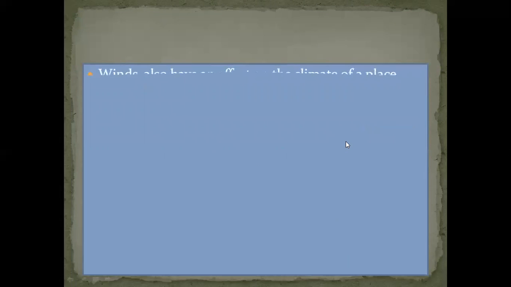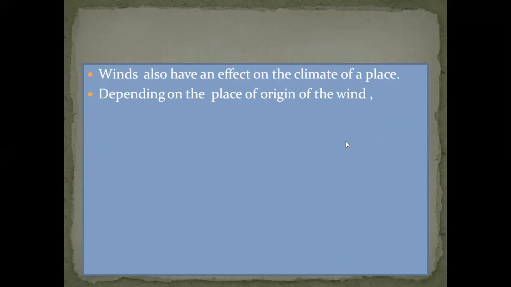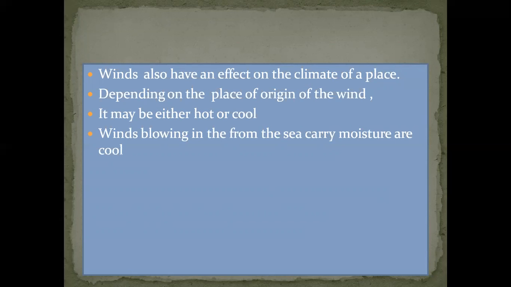Next point, wind. What do you mean by wind? Wind is nothing but moving air. Moving air is called wind. Wind also influences the climate. Wind also has an effect on the climate of a place, depending on the place of origin of the wind. It may be either hot or cool.